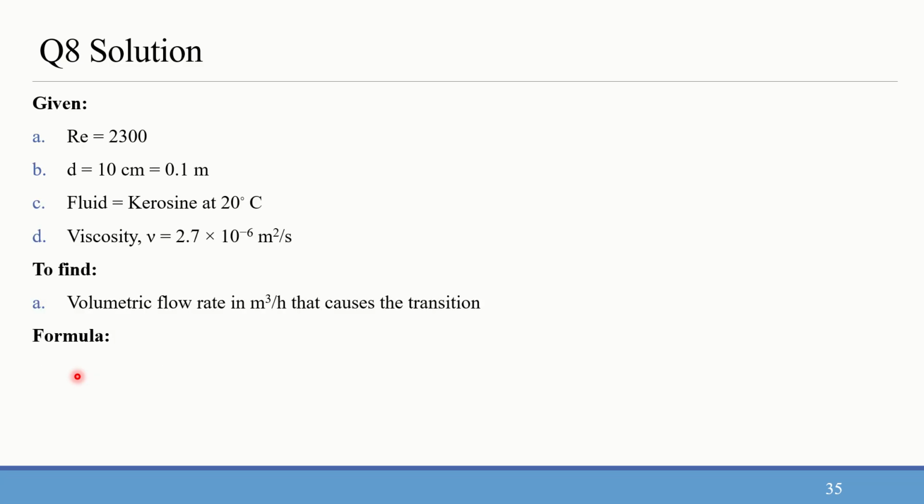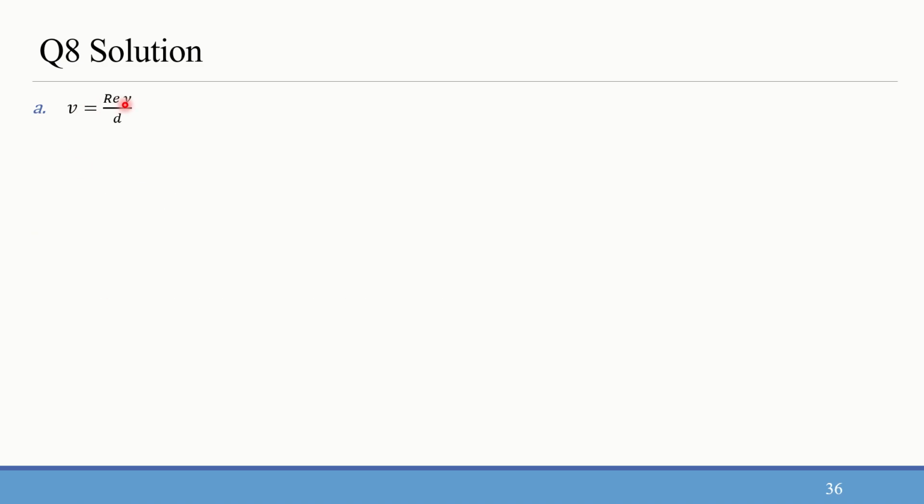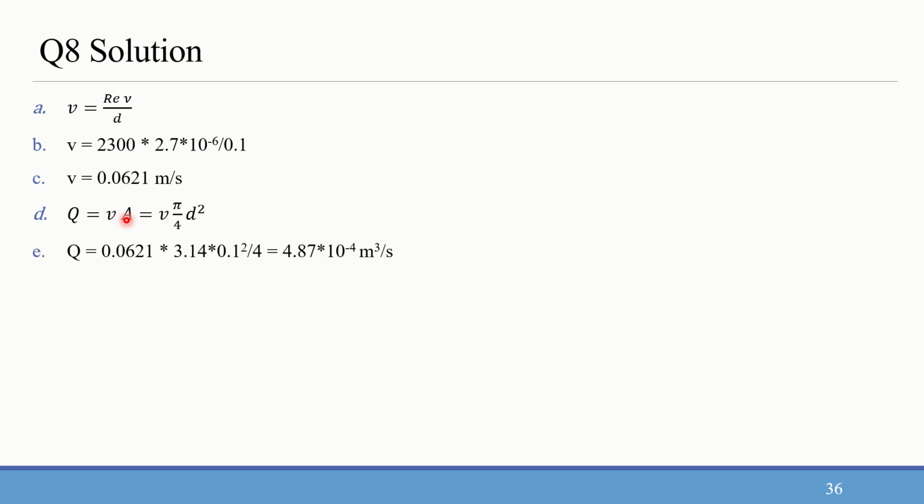Just a quick recap of how we did it. Reynolds number is rho v d by mu, which is v d by nu, so v is equal to Re nu by d. After substituting everything in the formula, we get v as 0.0621 meter per second, and we substitute in the volumetric flow rate formula. Q is equal to v into A, v into pi by 4 d square. So we get the flow rate as 4.87 × 10^-4 meter cube per second, and converting it into meter cube per hour, we get 1.75 meter cube per hour.